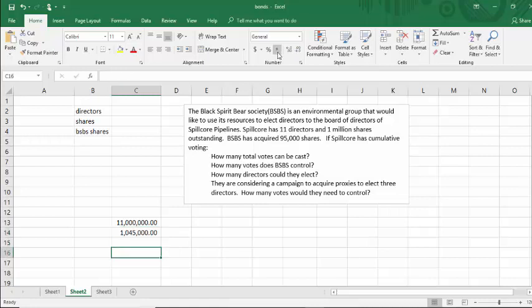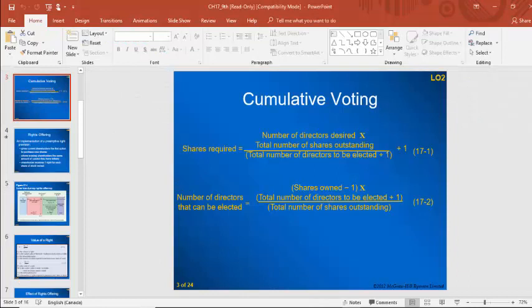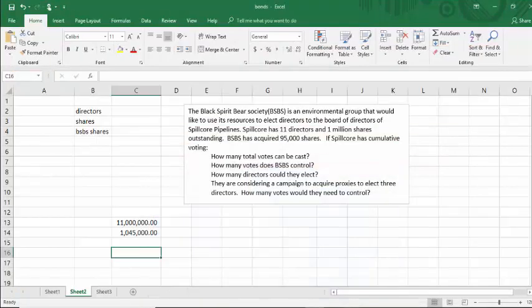And you can go and refer to the slide that's in the notes. And remember, you're going to be able to print off the formula sheet from the textbook, so you can certainly use that. But let's go have a look at it. So what we're looking at is the second formula there, the number of directors that they can elect, and that's going to be shares owned minus 1 times the total number of directors to be elected plus 1.